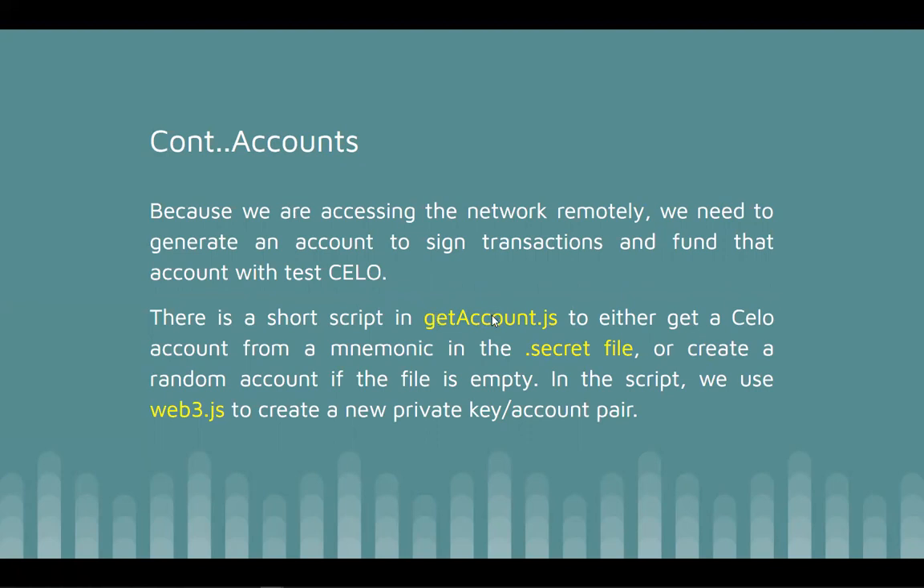So I'm going to explain again what the getaccount.js does, and it has the secret key. The code that I sent you yesterday, the getaccount.js, will be the one which will help us generate the wallet. The wallet which will be generated will be stored in a .secret file, and that's where the private key will be stored. We also create a random account if the file is empty. If the file is empty, we will create a random account in the script.